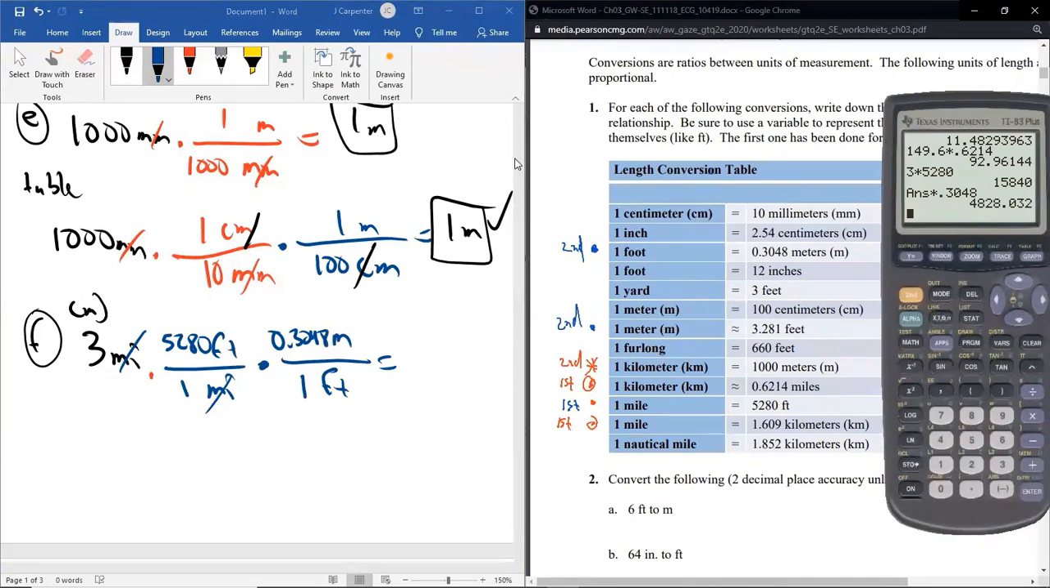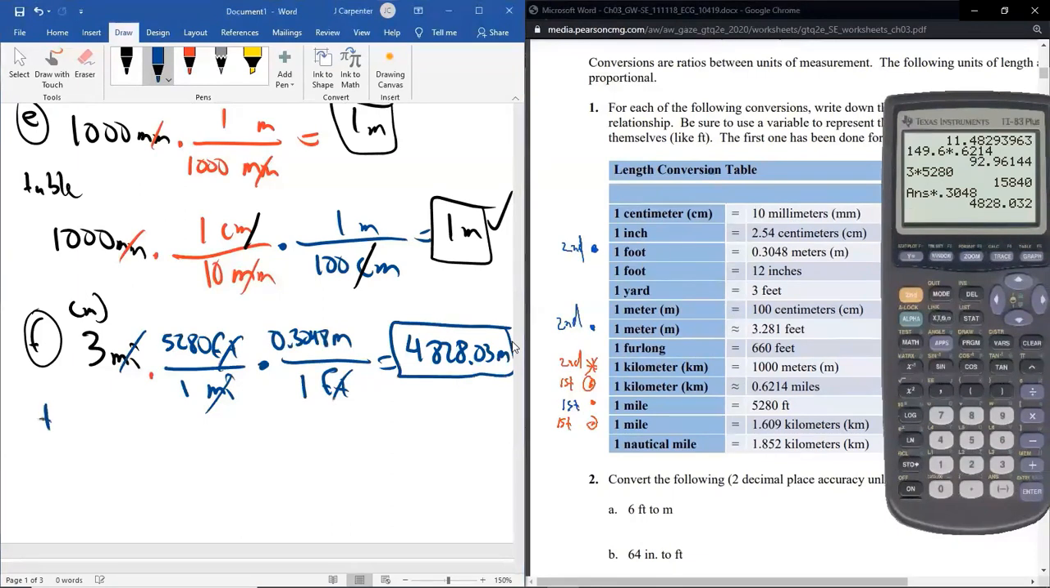So 4828. And they said round to the nearest tenth. So 0.03, and the feet are canceled, so the only thing we're left with is meters. And that would be our answer. 4,828.03 meters.